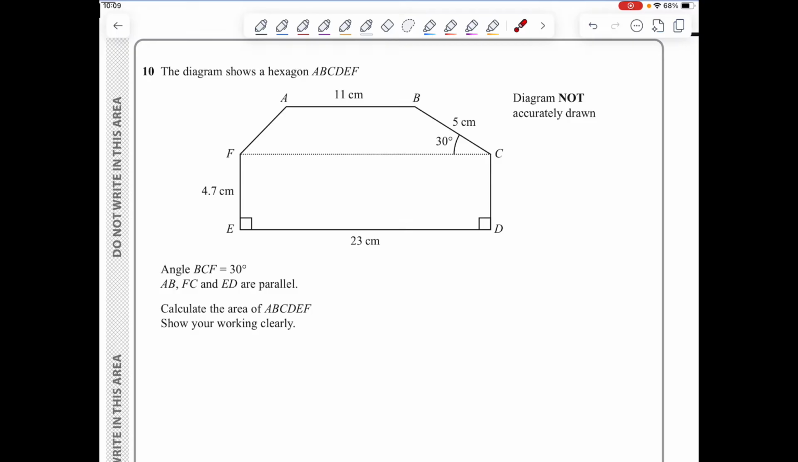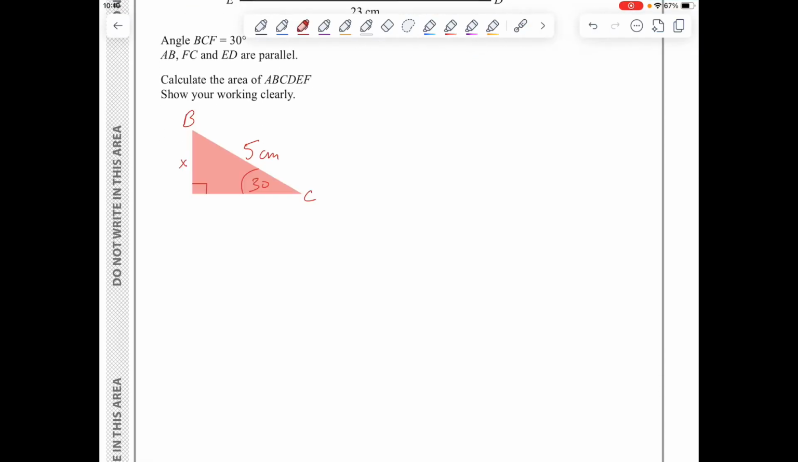Now, I don't have the height of the trapezium, and in order to find it, I'll use the following right angle triangle. So let's extract this triangle at the bottom and find the height, which I denoted as x. Using right angle trigonometry, I have sine of 30 is equal to opposite over hypotenuse. So x is equal to 5 sine of 30. Let the calculator do the work. This will give you 2.5 centimeters.